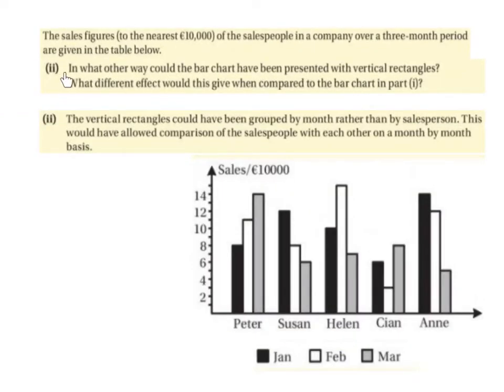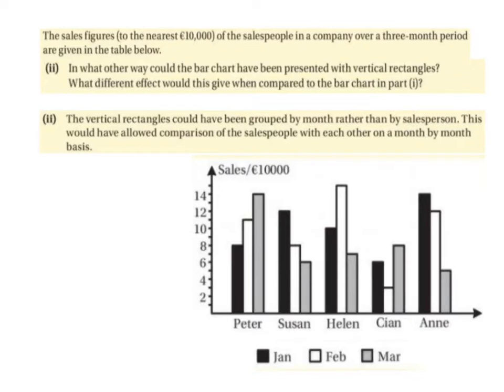Part 2. In what other way could the bar chart have been presented with vertical rectangles? What different effect would this give when compared to the bar chart in part 1? So what other way could we have drawn this? The vertical rectangles could have been grouped by month rather than by salesperson. So we have 5 groups of 3. We could have had 3 groups of 5.